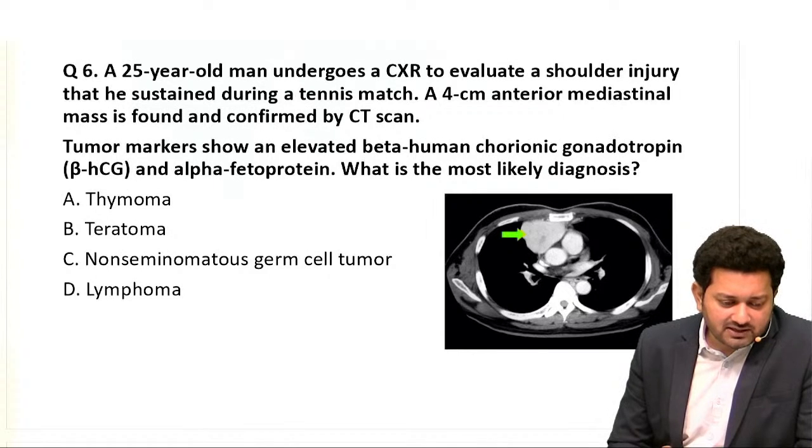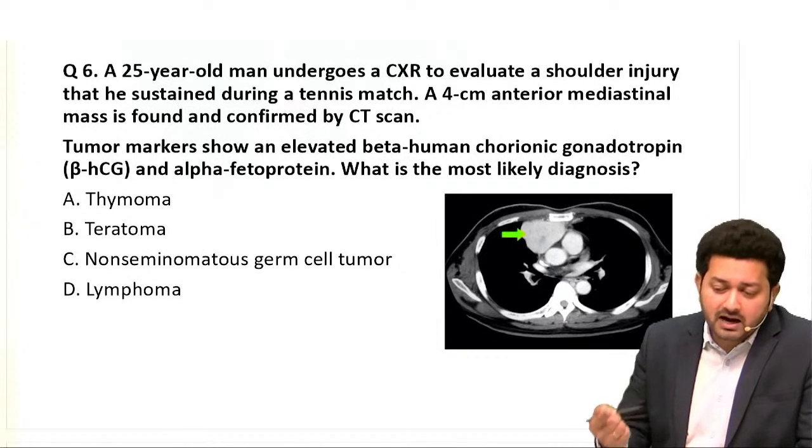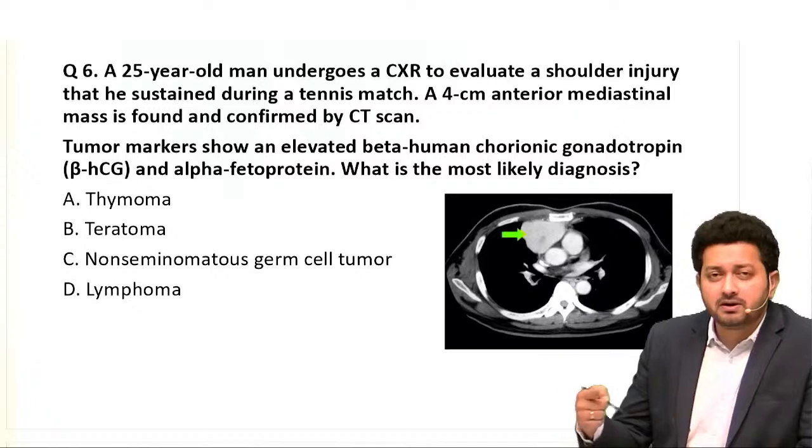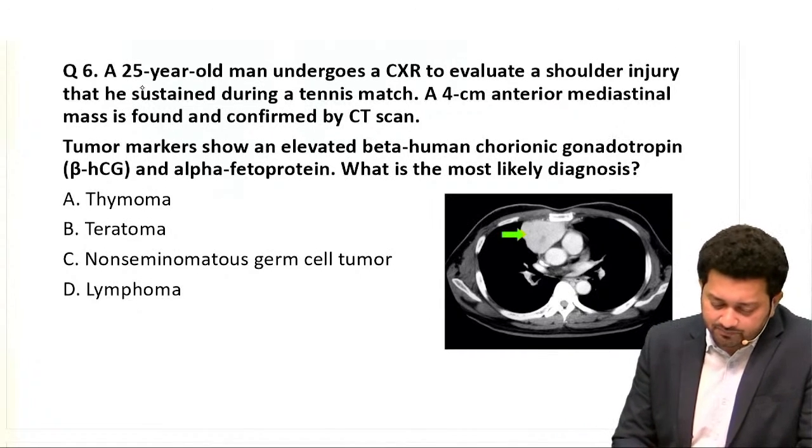The worst prognosis is TNBC, Anila. TNBC, triple negative breast cancer, has a worse prognosis as compared to ER/PR negative and HER2 positive. Triple negative has the worst prognosis.